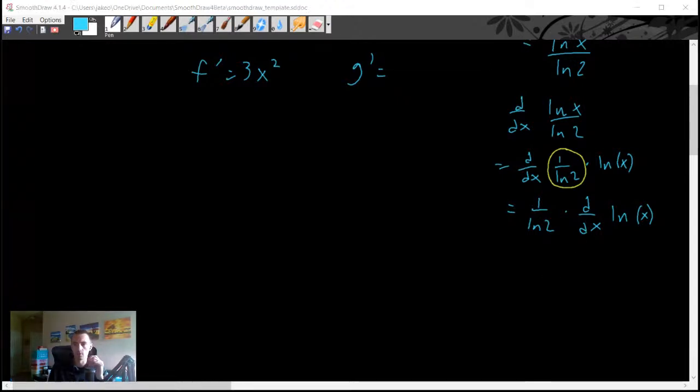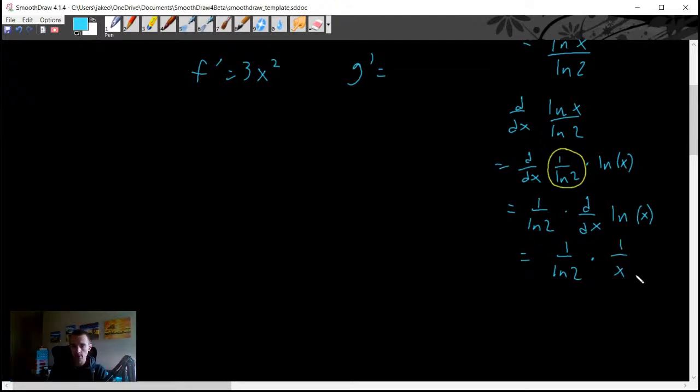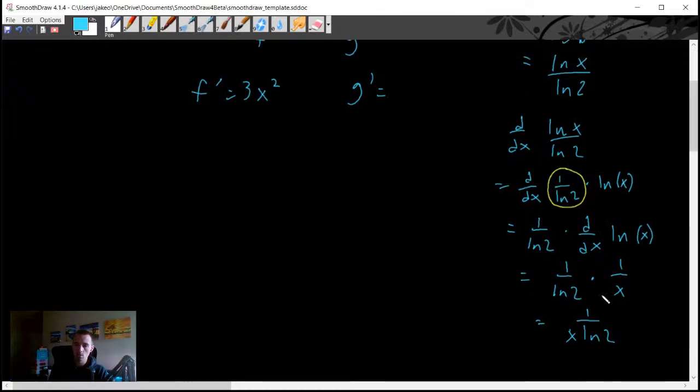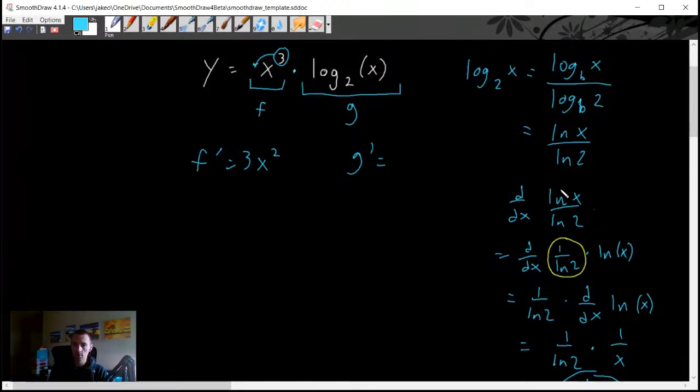It's much more complicated to explain how that derivative is actually figured out. What I would recommend is just memorizing it. The derivative of natural log of x is just 1 over x. So this is going to be 1 over natural log of 2 times 1 over x, which is just the same as 1 over x times natural log of 2. So this is the derivative of this.